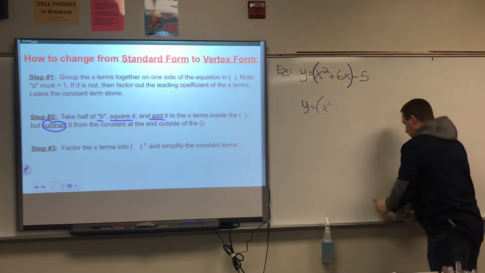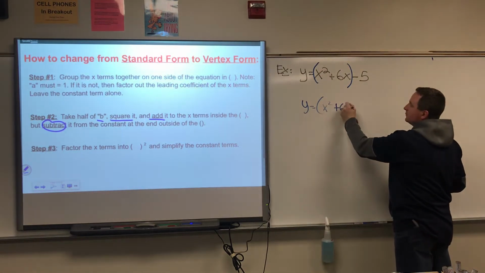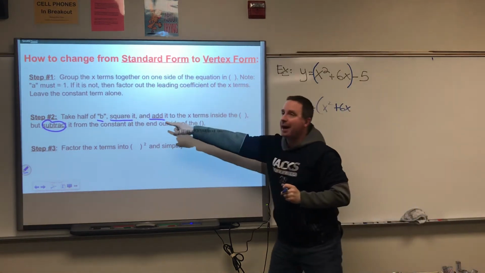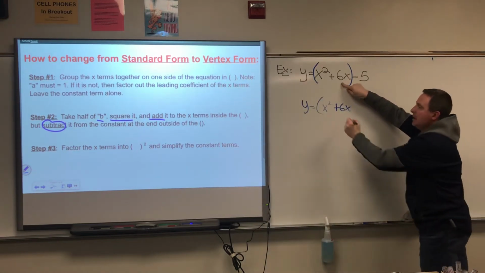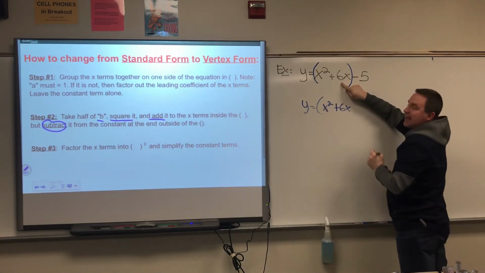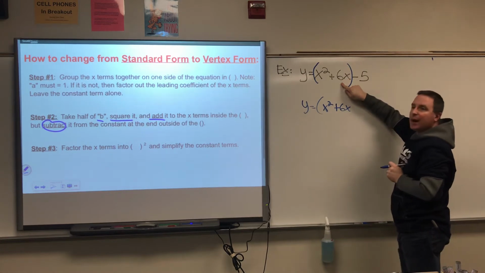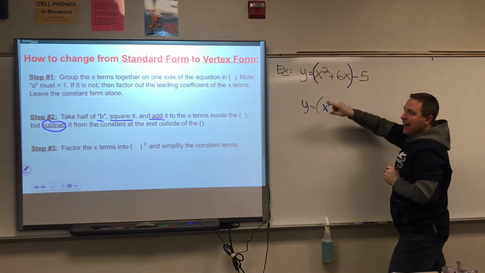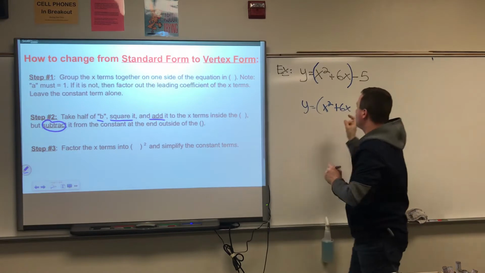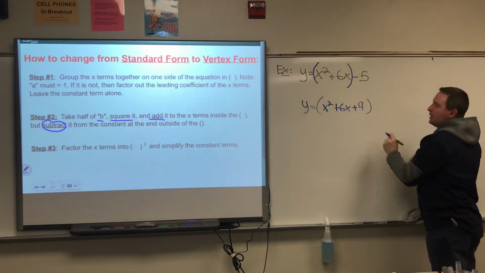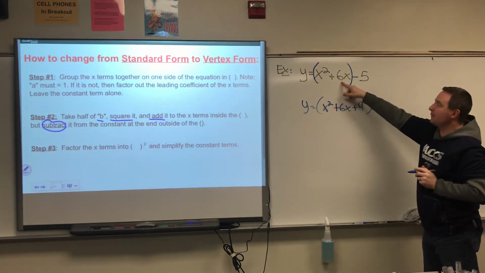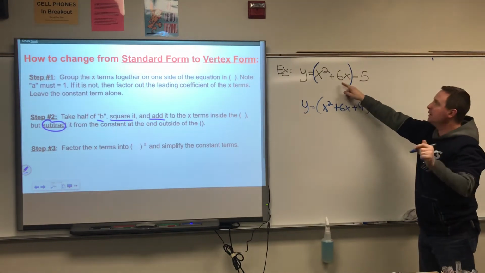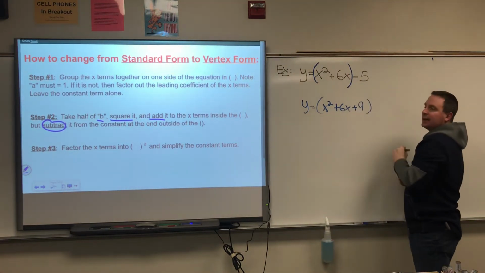Now, x squared plus 6x. And what it says here, I'm going to take half of b. Well, b is 6. Half of 6 is 3. I'm going to square 3, which is 9, and add it to the x terms inside the parentheses. So I'm going to add a 9. And again, that 9 is coming from half of 6, which is 3, and then I have to square it to get 9.